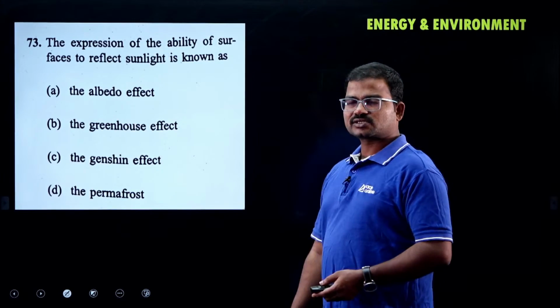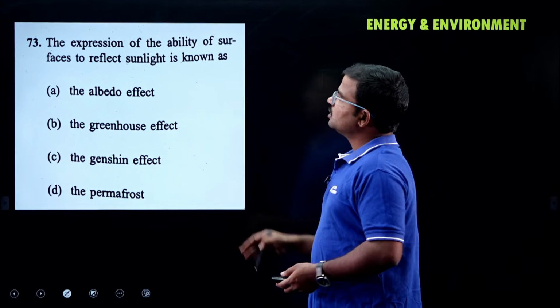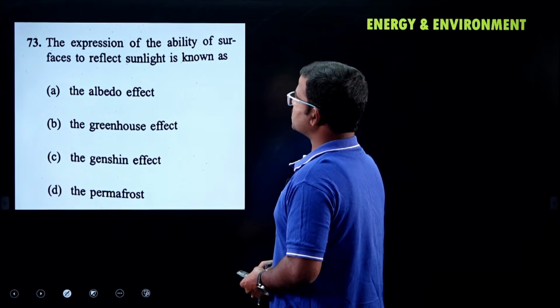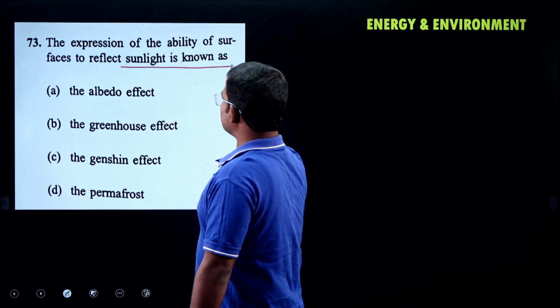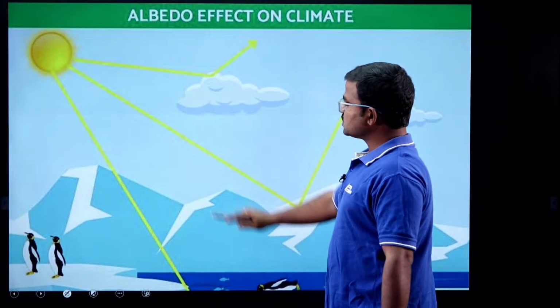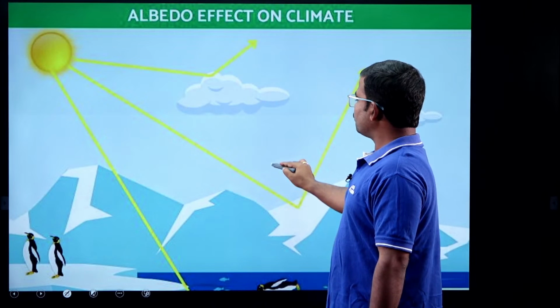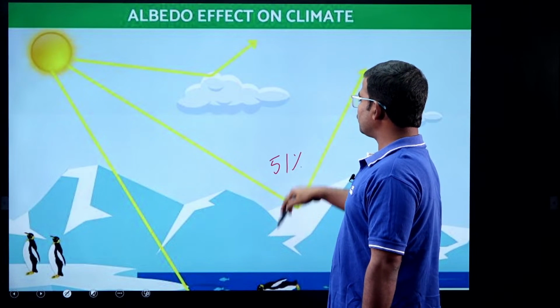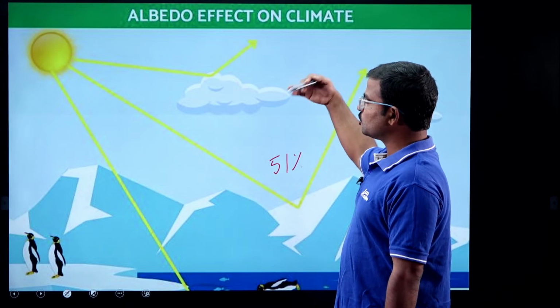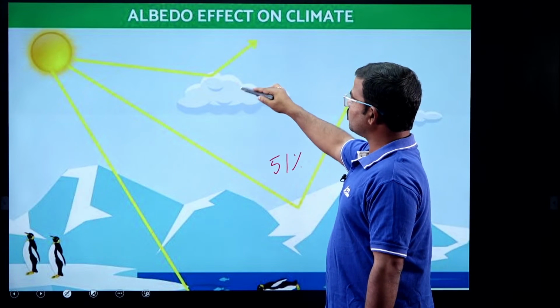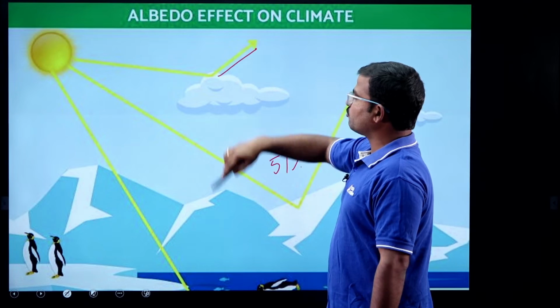This is the last question in energy and environment. The ability of a surface to reflect sunlight is known as what? When sunlight is incident on a surface, only around 51% of the radiation is mostly absorbed by the earth, and the remaining radiation is mostly reflected back in the form of radiation.